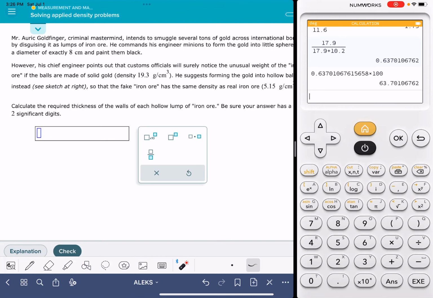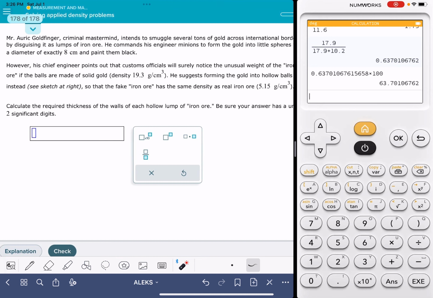In this video, I'm going to solve the ALEKS problem called Solving Applied Density Problems. This is a really tricky problem, and there are a lot of variations on this problem, so I'm not going to be able to show you how to solve every single one of them, but I will walk you through the process of how this particular problem gets solved, and hopefully it's helpful for the other versions of this problem as well.